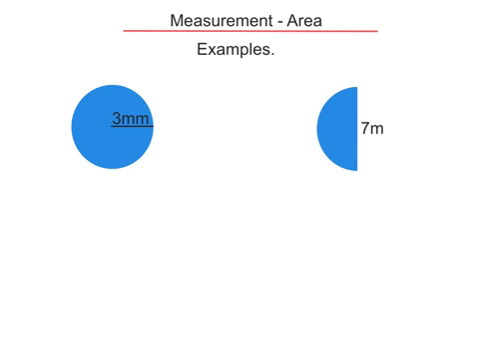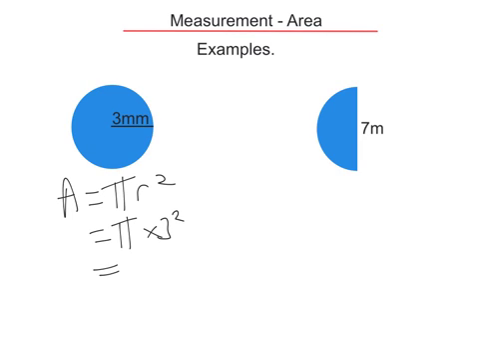So in this video I'm going to show you how to work out the area of some common shapes using the formulas from the previous video. So let's have a look at the first one. So in the first one we've got a full circle, so the area of a full circle is pi r squared. So it's just going to be pi times 3 times 3 which is 9. So it'll be the same as 9 pi's, which is 28.8 millimetres squared.